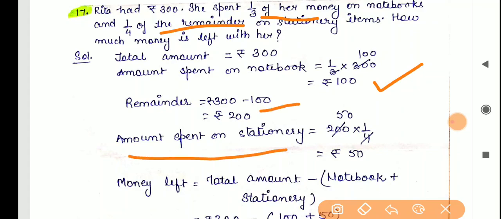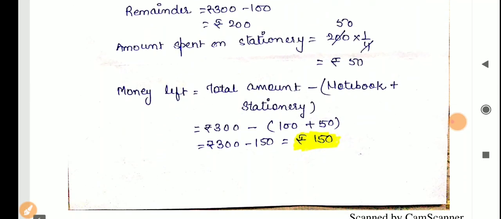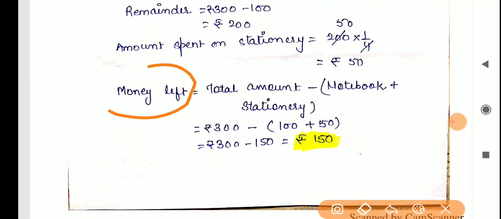Now the amount spent on stationery, that is 200 multiplied by 1/4. We will calculate the amount on stationery from the remainder, meaning whatever is left over, its 1/4 part, because it is written also. So 200 multiplied by 1/4 will be rupees 50. Clear? Now we will find out how much money is left with her.